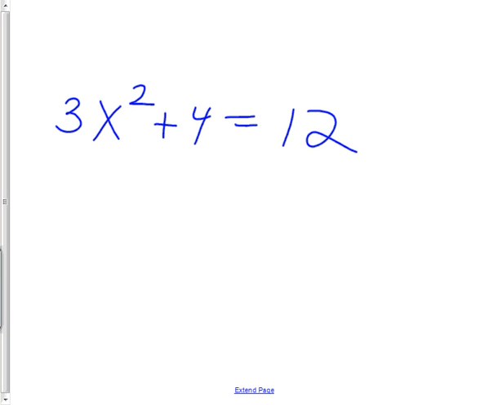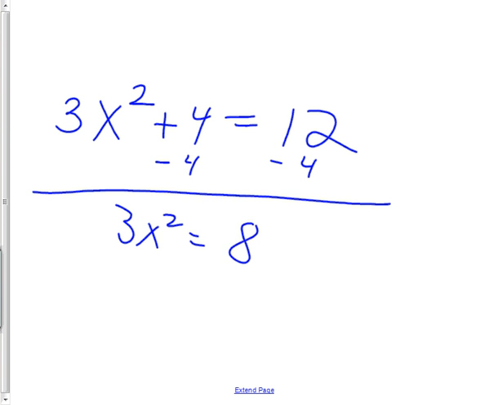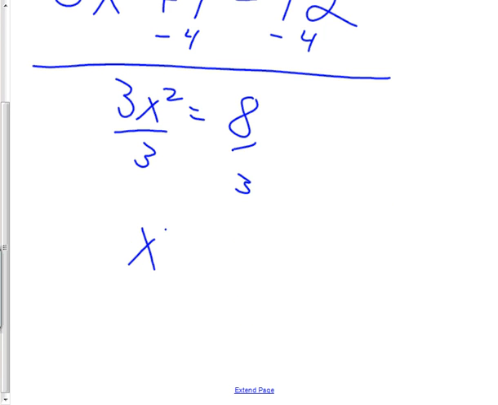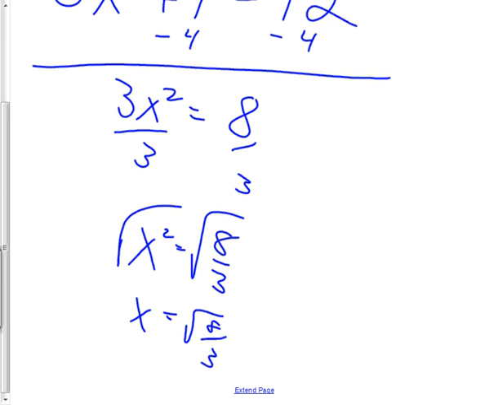First thought is you're just trying to get x alone. This is not factoring. I didn't say solve by factoring. This is the one where you solve by using square roots. So first thing, get rid of the 4. 3x squared equals 8. Then get rid of the 3. Then I have x squared equals 8 thirds. How do I get rid of the x squared? Square root. x equals square root of 8 thirds. Plus or minus. Very good.